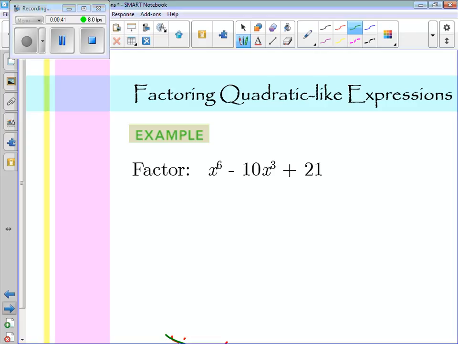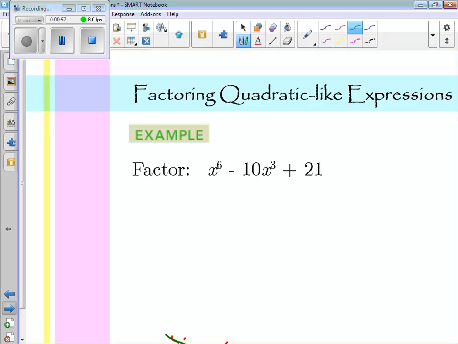So these are quadratic-like problems. They're trinomials. There are three terms here. They kind of look the same, but they're not quadratics. They're sixth power trinomials. They're squared, so we have to think, how can we get this to be a square?